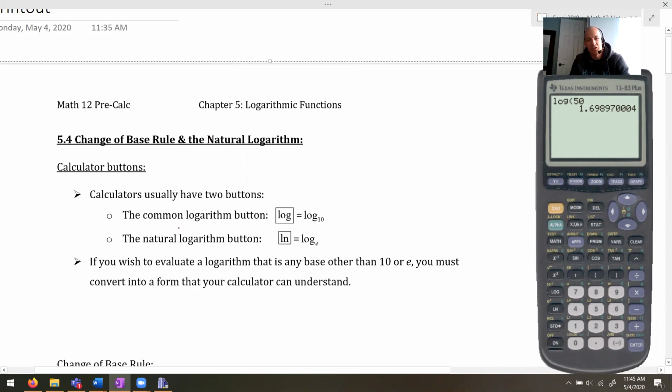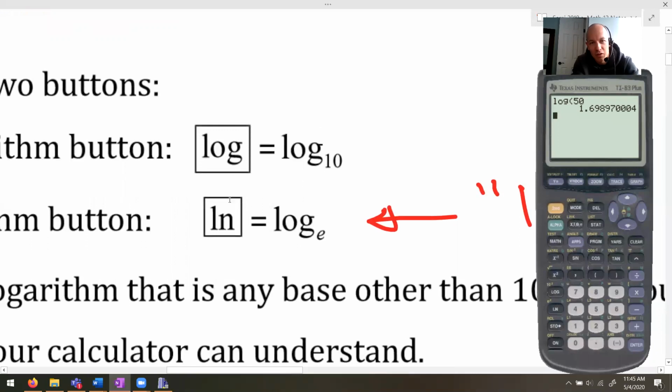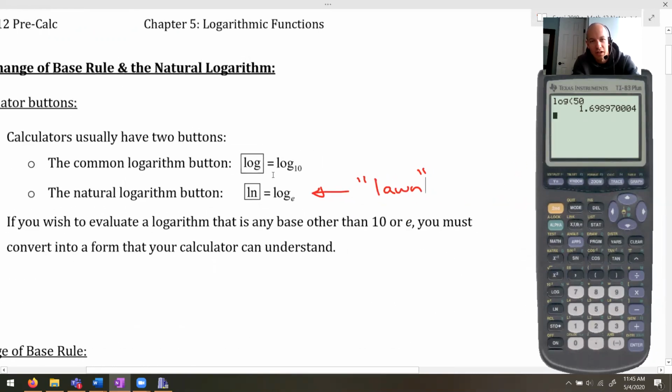So one thing you must understand is the common logarithm button usually is log, and that's log base 10. And the natural logarithm button is ln, which is log base e. This I have mentioned a few times, but it's pronounced lawn, as in mow the lawn. I don't totally know why they call it that. It's ln, so I guess they said one, I don't know. Anyway, it's log base e. If it's a little small, there you go, so log base e. Okay, so those are your two buttons on most standard calculators.